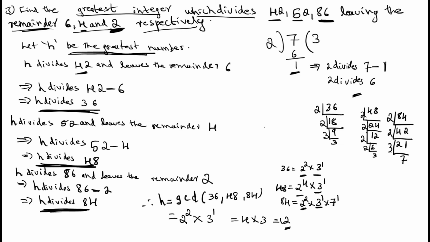Therefore, the greatest number which divides 42, 52, 86 and leaves the remainders 6, 4 and 2 is 12. If you want, you can verify. See, 42 I will take, then 12. 12 3s are 36. What's the remainder? 42 minus 36 equal to 6. Remainder equal to 6. If you divide 52 by the number 12, you will get remainder 4. And if you divide 86 by the number 12, you will get remainder 2. Therefore, HCF equal to 12 is the correct answer.